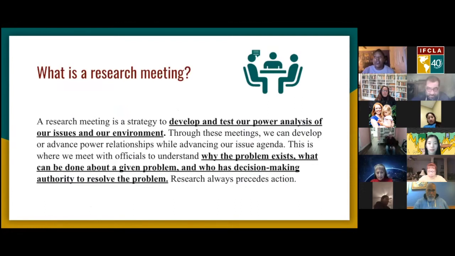And then we also do some investigating, right? We talk about why the problem exists, what can be done about a problem, and who has the decision-making responsibility to resolve the problem. And anytime that we do research, it always sets us up for some kind of action.